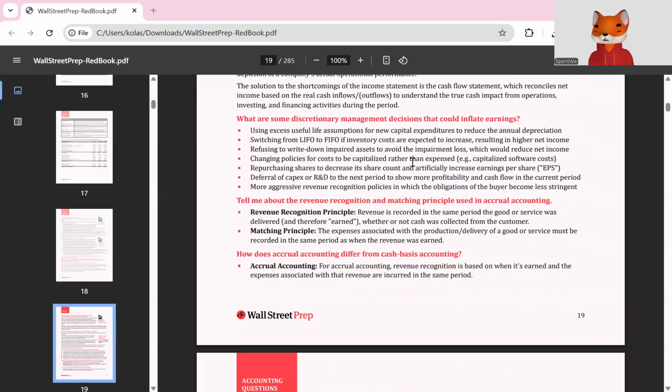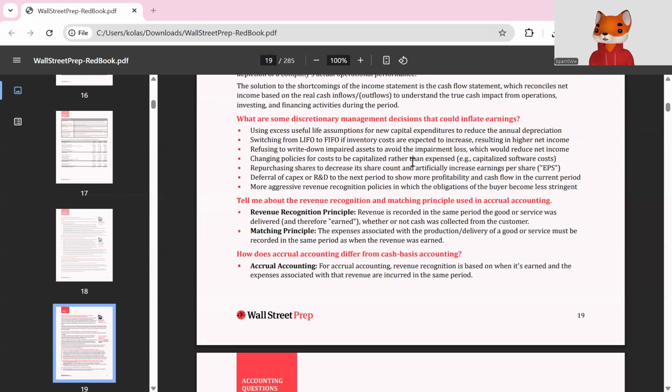So, what are the revenue recognition and matching principles used in accrual accounting? The revenue recognition principle is wherein revenue is recorded in the same period the good or service was delivered and therefore earned, whether or not the cash was collected from the customer. The matching principle is wherein the expenses associated with production or delivery of a good or service must be recorded in the same period as and when the revenue was earned.